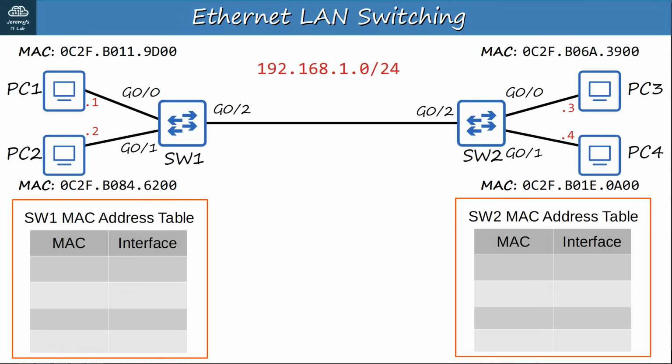Now, in the last video, I only really showed you part of the picture of how these PCs can communicate within this network. When a device sends some data to another device, it doesn't just include a source and destination MAC address.